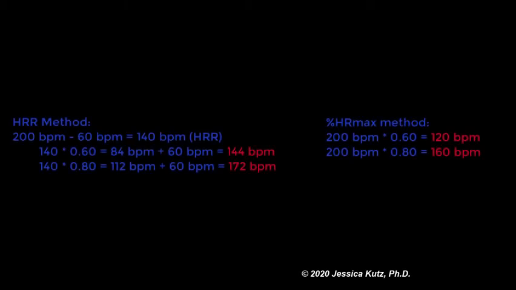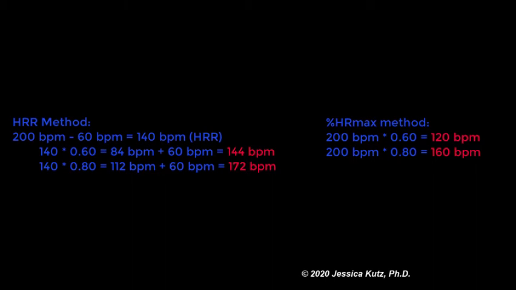So if you take a moment and you calculate heart rate zones using both the heart rate reserve method as well as the percent heart rate max method, and you try and use the same percentages of those two different variables, you'll notice that you get very different numbers. So you get a range of 144 to 172 beats per minute when you use the heart rate reserve method, and 120 to 160 beats per minute when you use the percent heart rate max method.